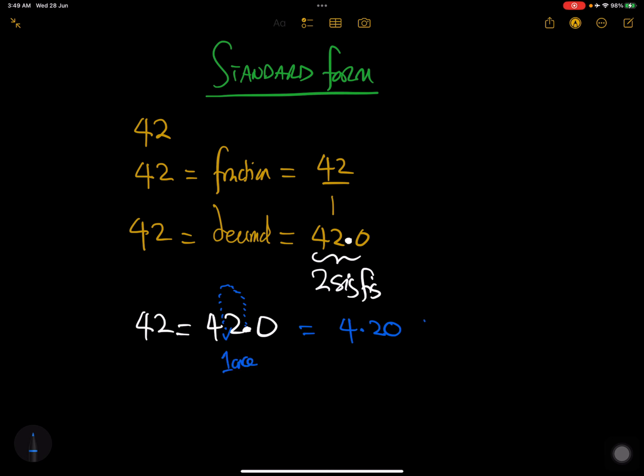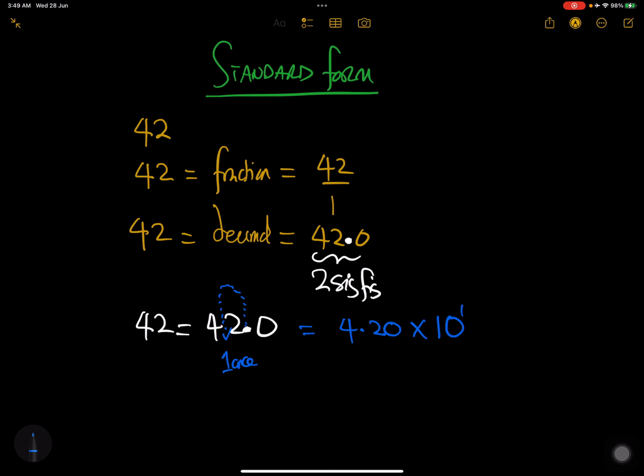And since we did it only once, it's going to be times 10 to the power of 1. That's how it is written in standard form.